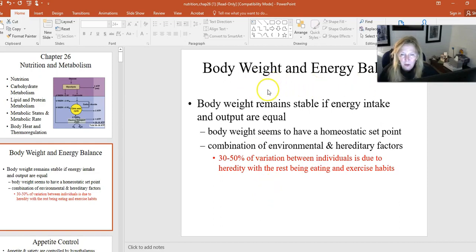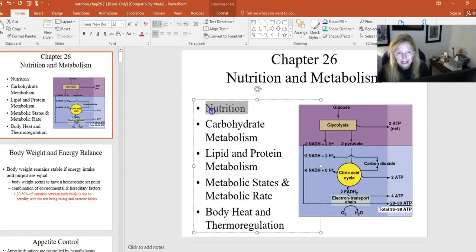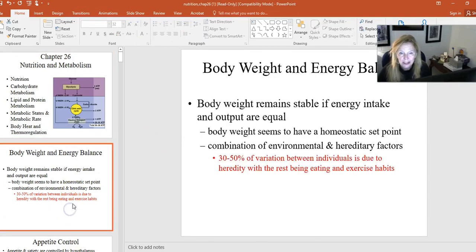But when we think about body weight and energy balance, we tend to think about the calories in and calories out needing to be balanced. And when we think about nutrition, nutrition is taking in anything that can help with growth, regeneration, and repair. So that's what we think about with what nutrition is, if something is nutritional. But we really need to also think about these energy demands.